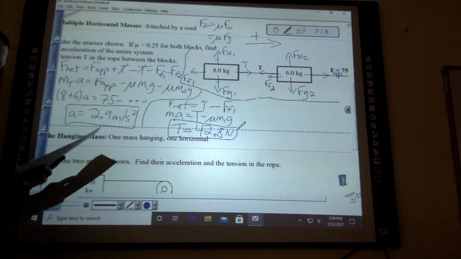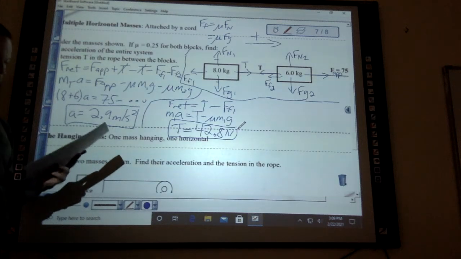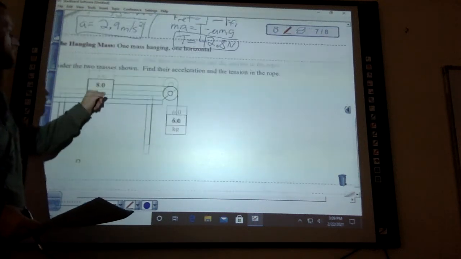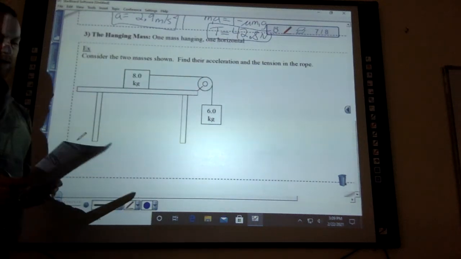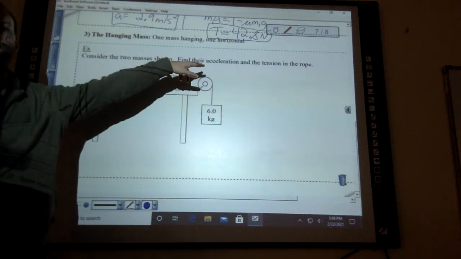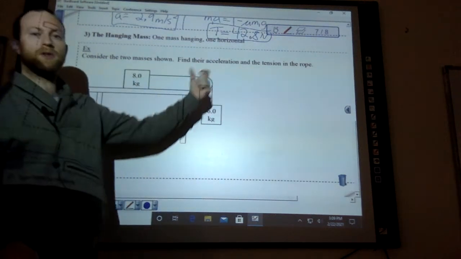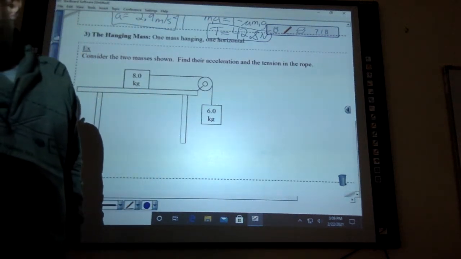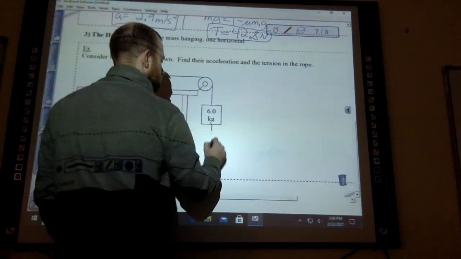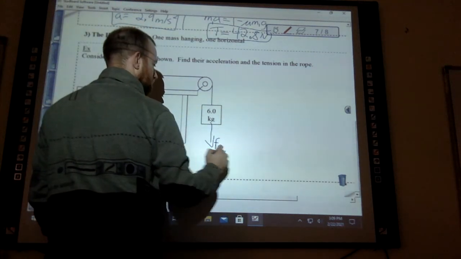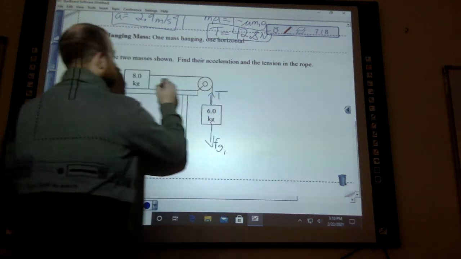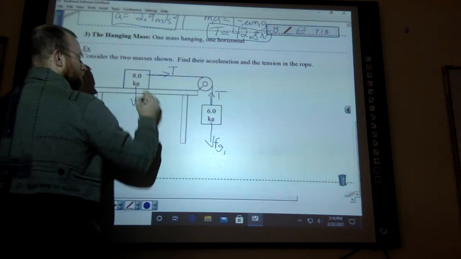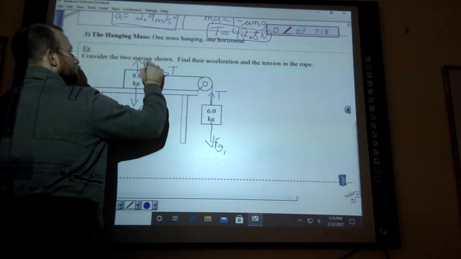Okay, last one. The one where you've got a mass that is hanging off of the edge. Like this. We're going to do the exact same thing. Solving for acceleration, use the whole system. Solving for tension, use one of the masses. So let's draw out what our forces are in this case. So let's say this one's mass 1. So here's Fg1. Here's tension. Here's tension. I've got Fg2. And I've got normal force.